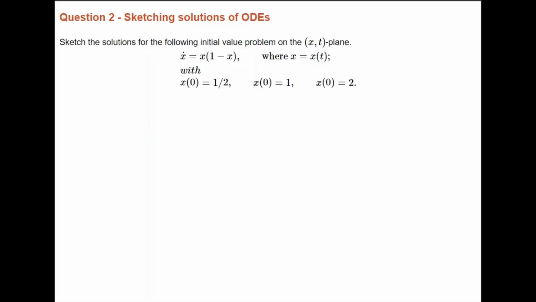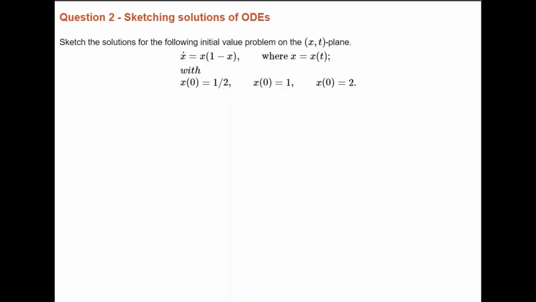We are considering another question here in which we have a similar equation, x dot equals x times 1 minus x, where x is definitely a function of t. And we want to solve it with three different initial conditions: x of 0 is a half, x of 0 is 1, and x of 0 is 2. So there are three different starting points of the solution for this phenomenon described by the differential equation x dot equals x times 1 minus x.